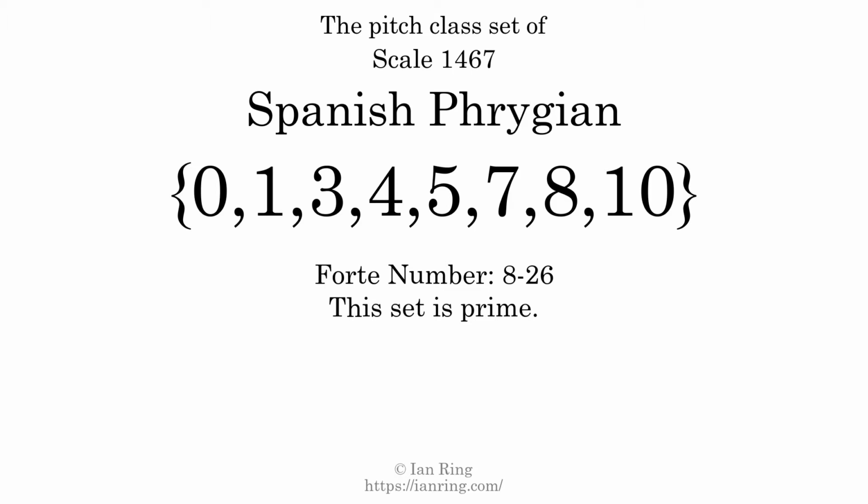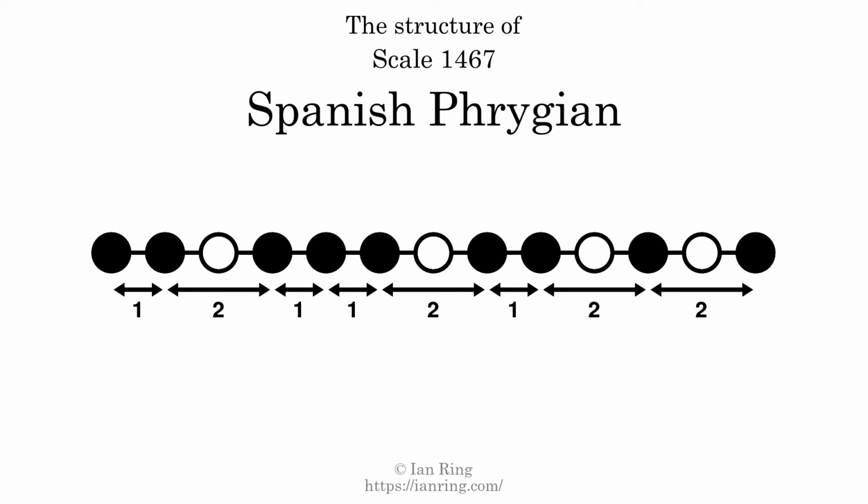This set is prime. The structure of a scale is a description of the interval distance between each successive tone. This scale has a structure of 1 2 1 1 2 1 2 2.